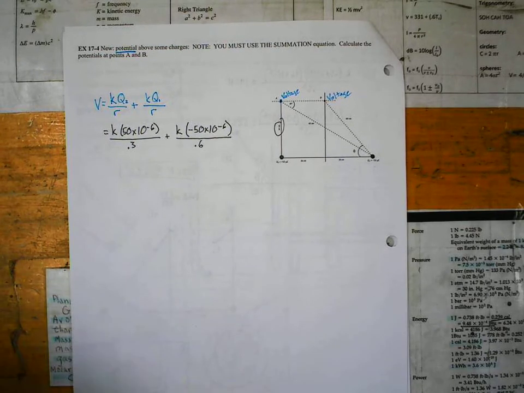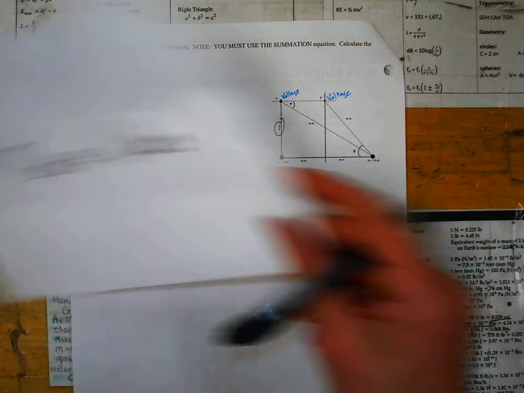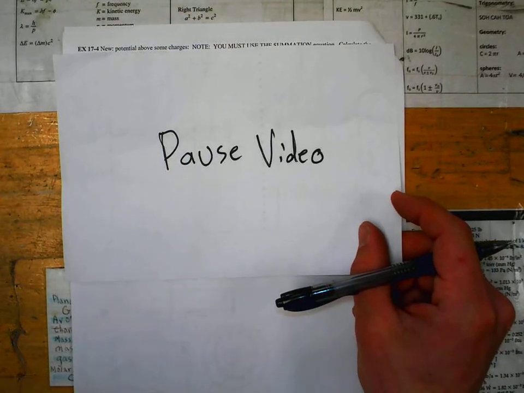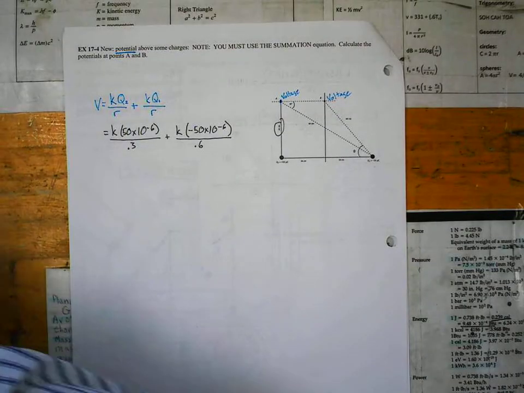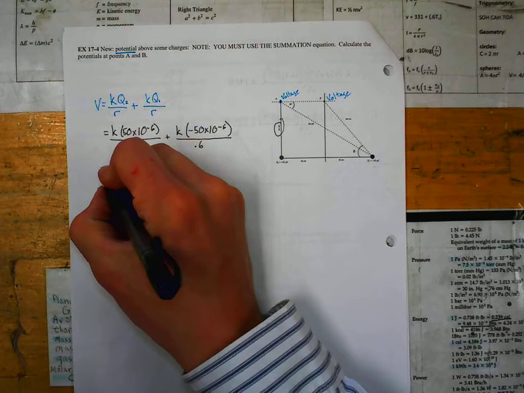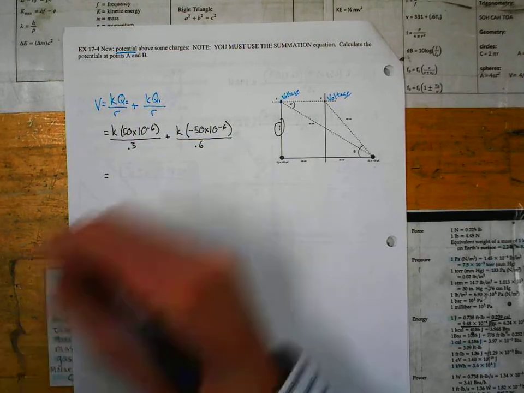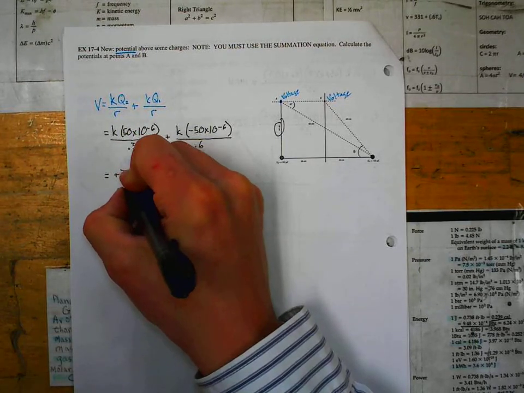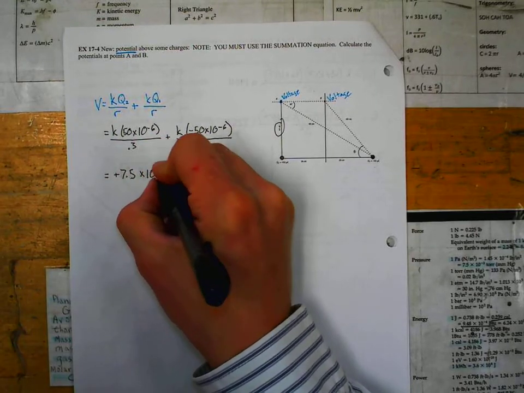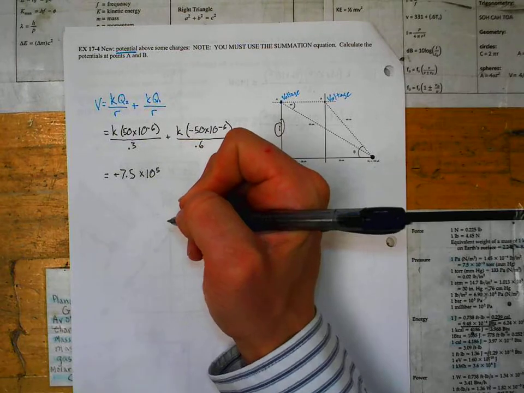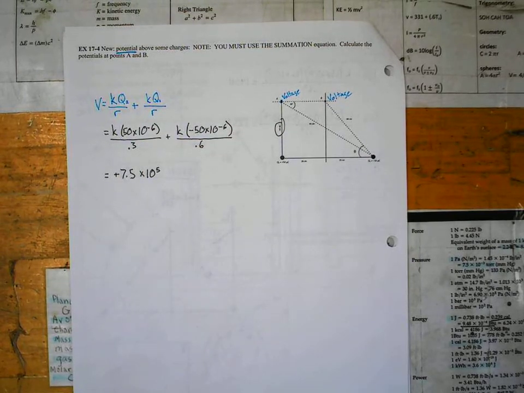Okay, so punch that into your calculator. Let's see what we get. Okay, so if you do that, you get 7.5 times 10 to the 5th what? Unit for potential. Volts.